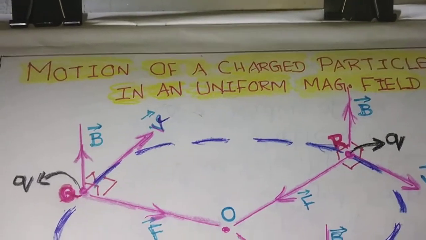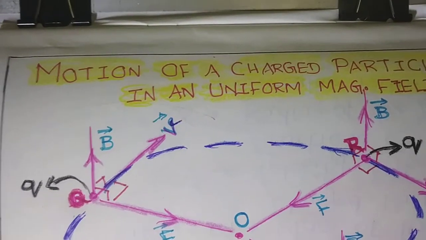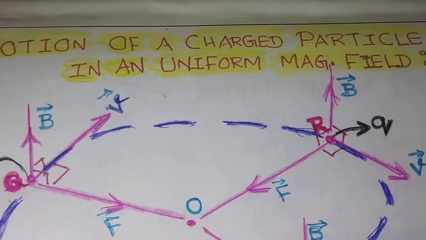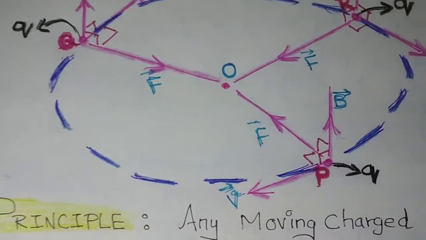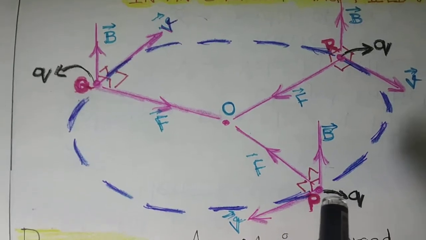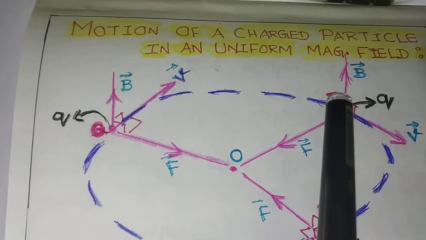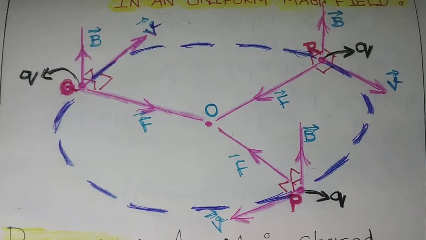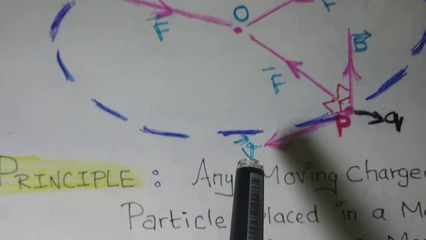Hi students, today we are going to look at a derivation, that is motion of a charged particle placed in a uniform magnetic field. Here in this diagram, Q is a charge which is kept at three different positions, P, Q and R. Here we must remember that this charge is moving with a velocity v.